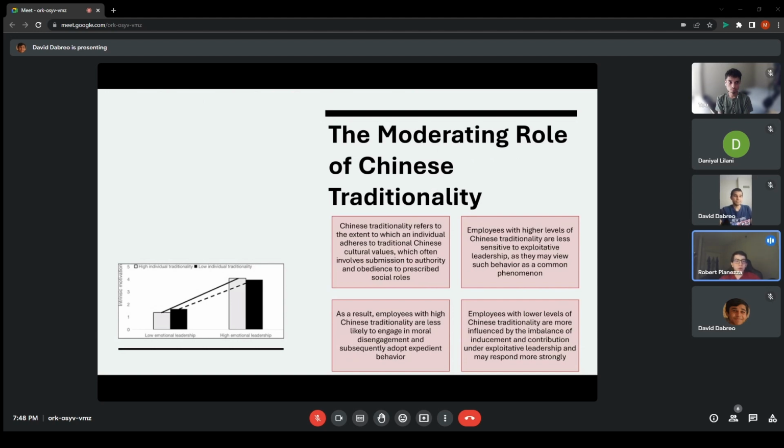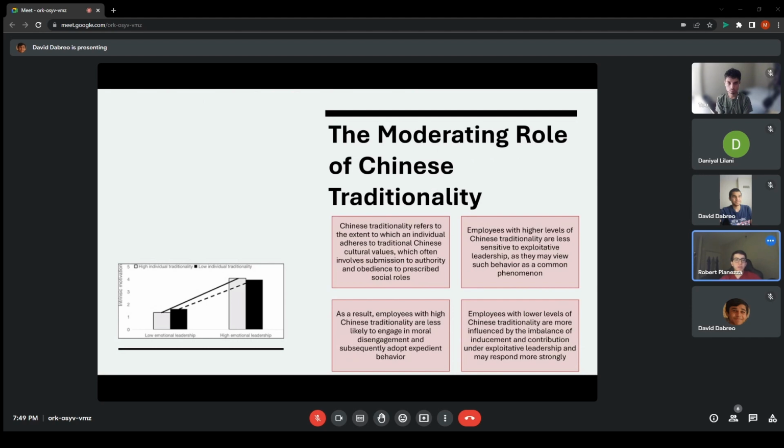Chinese traditionality has a moderating effect on the relationship between exploitative leadership and moral disengagement. Employees with higher levels of Chinese traditionality are less sensitive to exploitative leadership, as they may view such behavior as a common phenomenon. This reduced sensitivity can buffer the effects of exploitative leadership on moral disengagement. As a result, employees with high Chinese traditionality are less likely to engage in moral disengagement and subsequently adopt expedient behavior. In contrast, employees with lower levels of Chinese traditionality are more influenced by the imbalance of inducement and contribution under exploitative leadership and may respond more strongly, leading to an increased moral disengagement and employee expediency.